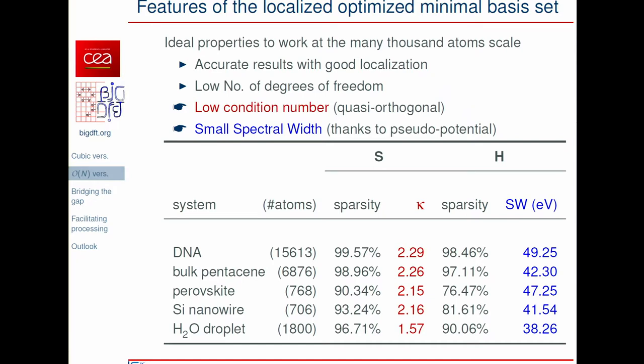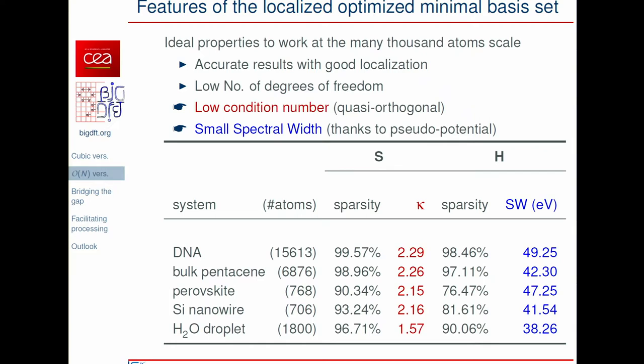You saw this slide this morning from Stefan Mohr. I would like to point out the characteristics of our basis set. We have accurate results because we have good localization, and because for each atom we have a different minimal basis set. For two different silicon atoms with different environments, you have different optimized orbitals. So we have a low number of degrees of freedom, and a low condition number, in the sense that the overlap matrix is quasi orthogonal. Here you can see that it's almost one, which means it's quasi orthogonal.